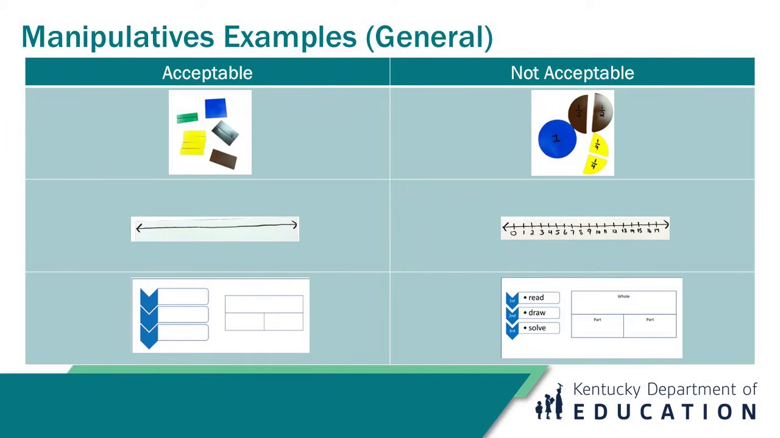The third example is of a 3x5 note card. The acceptable note card has visual strategies but no labels. Because it has been used in instruction, it will serve to jog the student's memory on the process of solving a problem. The card on the right has labels such as whole, part, and is not acceptable.